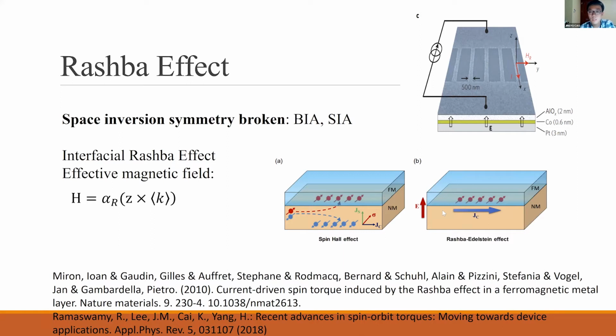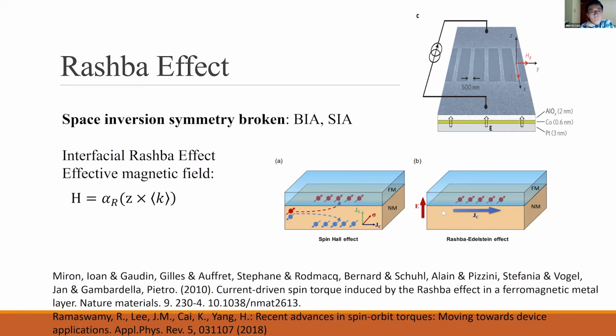It exists in the multilayers used for spin orbit torque research. We can see in the top right picture that at the interface of two different materials, there's an electric field normal to the interface. And the field generated is H equals alpha R Z cross K. Z is a unit vector parallel to the electric field E, and K is the average electron wave vector. And alpha R is the material parameter that depends on the strength of the spin orbit coupling.